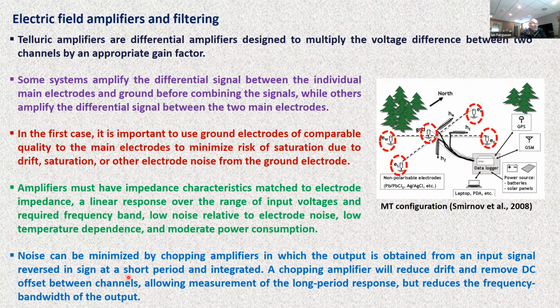Noise can be minimized by using chopping amplifiers, in which the output is reversed in sign at short period duration segments and integrated. The chopping amplifier will reduce drift and remove DC offset between channels and allow measurement of a long period response, but it will affect the frequency bandwidth of the output.